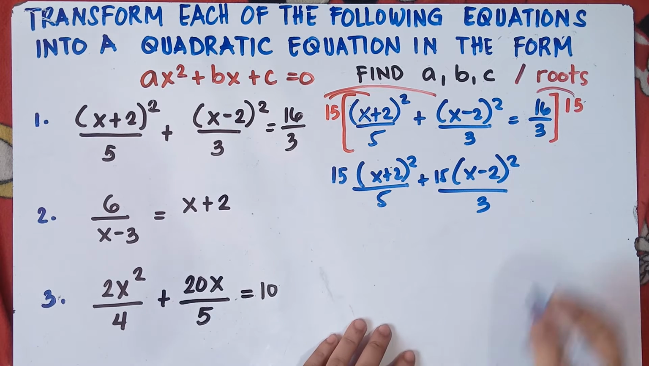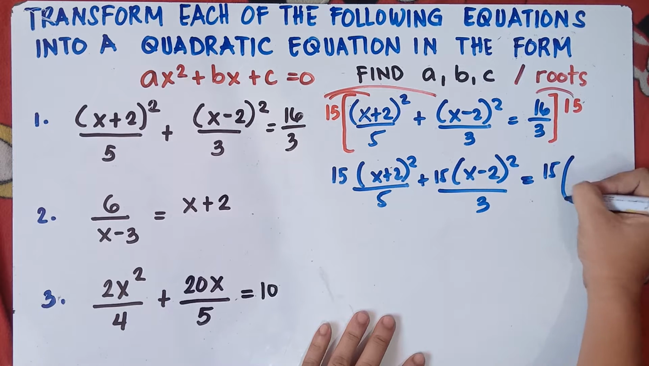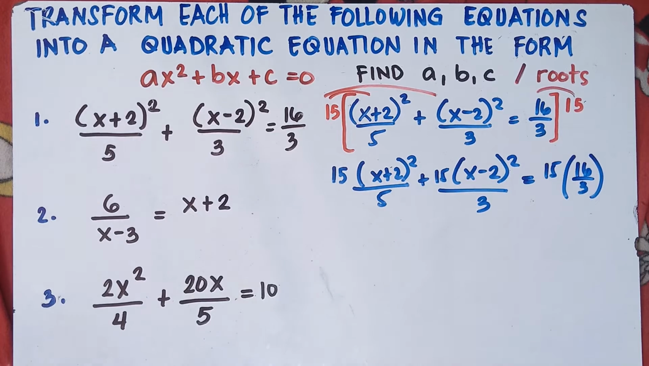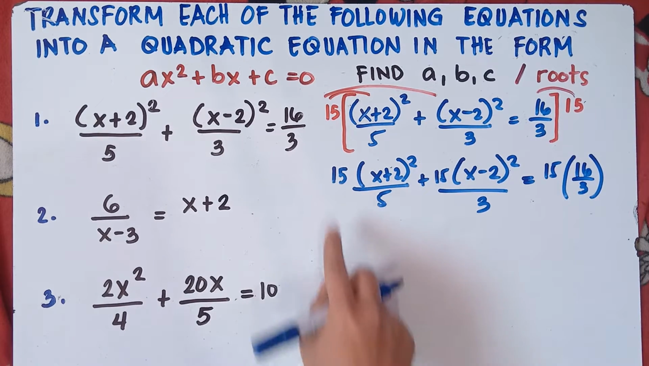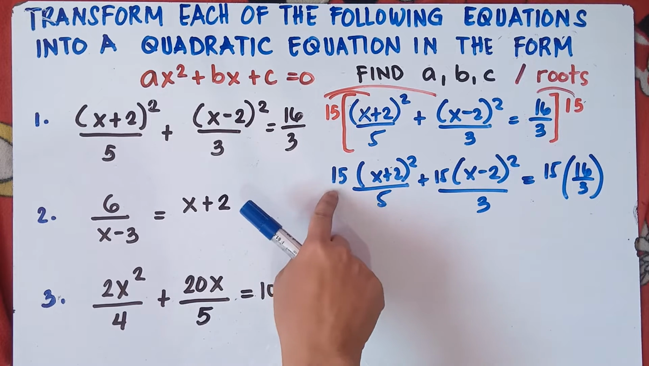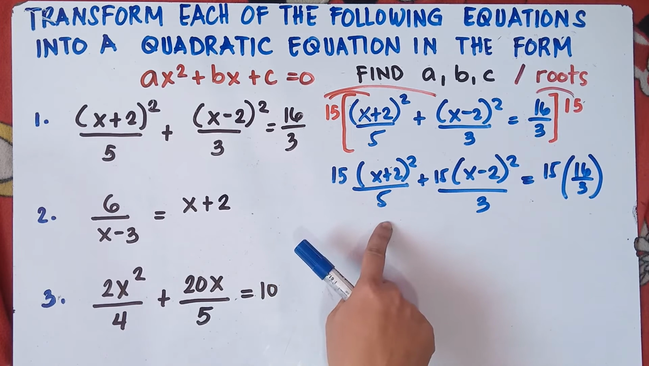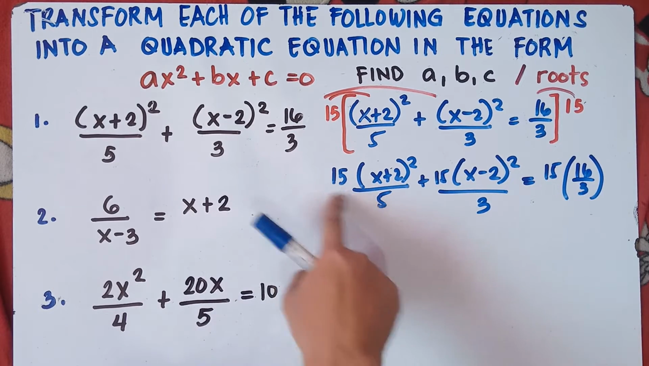I hope you're still with me. So this will be equal to 15 times 16/3. And then the next step, class, is you need to distribute, you multiply. Now check this one, class. We can divide 15 by the denominator. 15 divided by 5 is 3, right? So we can divide this one.